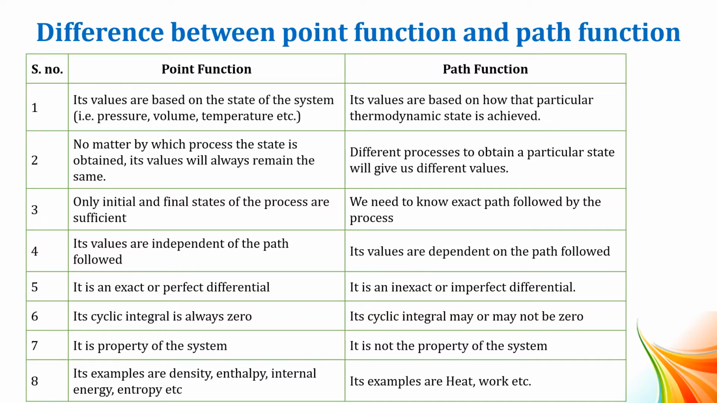In a point function, only the initial and final states of the process are sufficient. In a path function, we need to know the exact path followed by the process. In a point function, its values are independent of the path followed. In a path function, its values are dependent on the path followed. A point function is an exact or perfect differential. A path function is an inexact or imperfect differential.